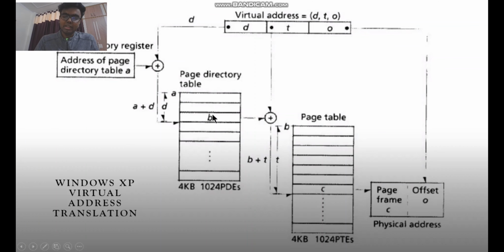Now in the page table, we look for the page table entries. So we look for B plus T, which gives C, and C is the page frame on the disk for that virtual memory process. Then that page frame is combined with the offset, and when it is combined, it gives us the physical address of the process, and hence the virtual address is converted into a physical address on the disk.